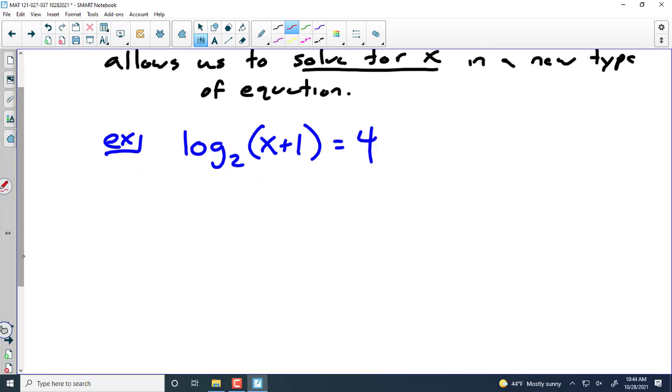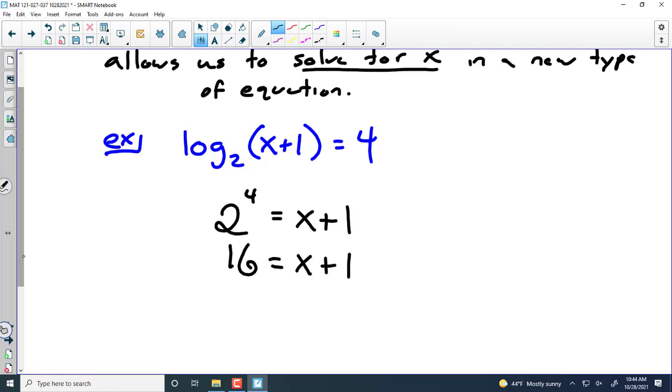And if I want to do that, can someone tell me what the base is going to be? 2. Can someone tell me what the power is going to be? 4. And that's going to equal what? X plus 1. 2 to the 4th is 2 times 2 times 2 times 2. I get 16 when I do that. I subtract 1 from both sides, and I get x equals 15. This doesn't have to be a disaster, but it's a horrible problem if you don't remember to rewrite it in exponential form. Let me show you this.